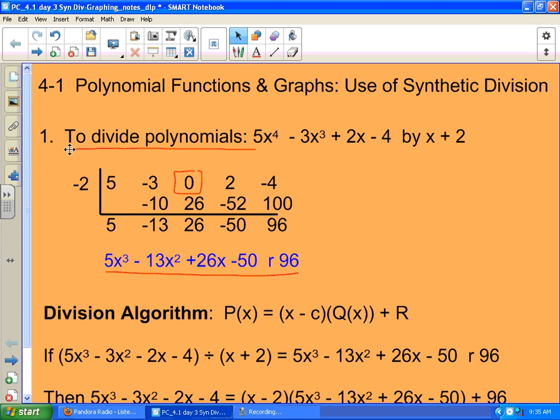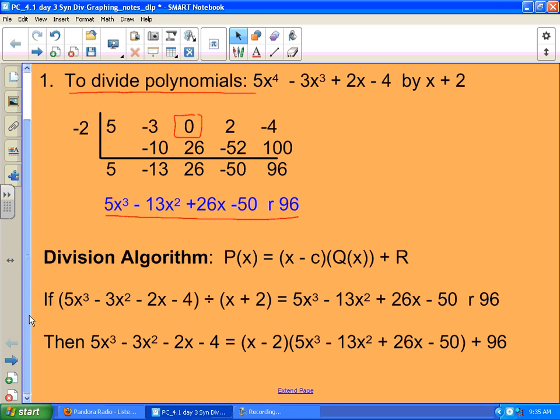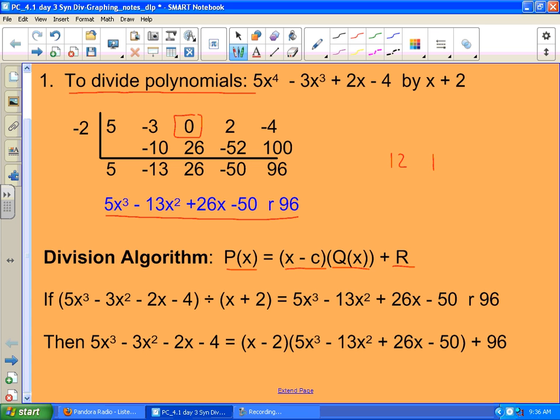So that was yesterday. And we also looked at what is called the division algorithm. What it basically says is, if I have some polynomial p(x), that polynomial is going to be equivalent to a divisor times a quotient plus a remainder. And that's actually what we're doing when we do long division. Let's just look at something. Let's say we had 12 going into 40, for example. We would know that it goes in at least 3 times with a remainder of 4.